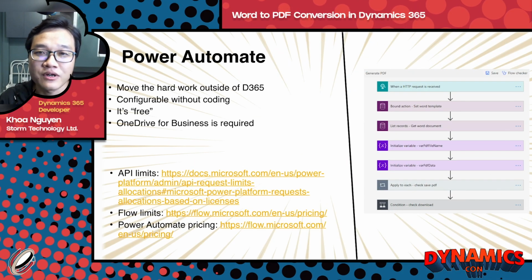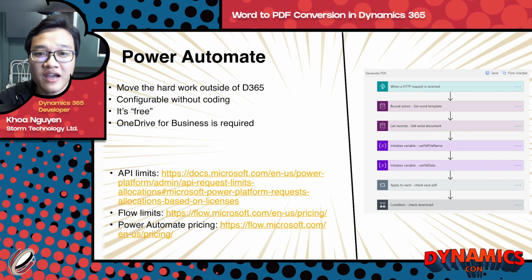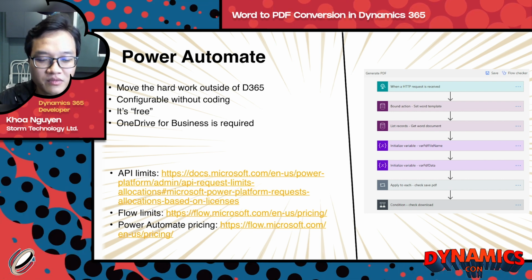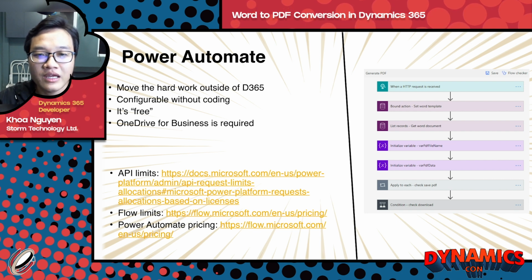Now, this is our third option. We can use Power Automate, with the same idea of moving the hard work outside of Dynamics 365, but we just need to do configuration and not much coding. It is free because it's already included in the Dynamics 365 license. Only one prerequisite is to have OneDrive for Business enabled in your Office 365 environment.